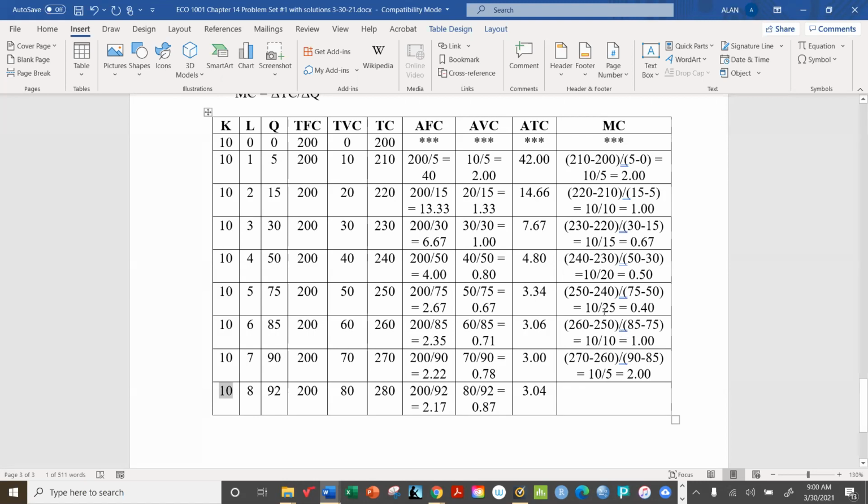And of course, this is where the law of diminishing returns starts to set in. And that's why this is happening. So we've got here 280 minus 270 over 92 minus 90, which is 10 over 2, which is 5. So once it starts rising, it's going to rise very, very quickly because the output is increasing very, very slowly, if at all.